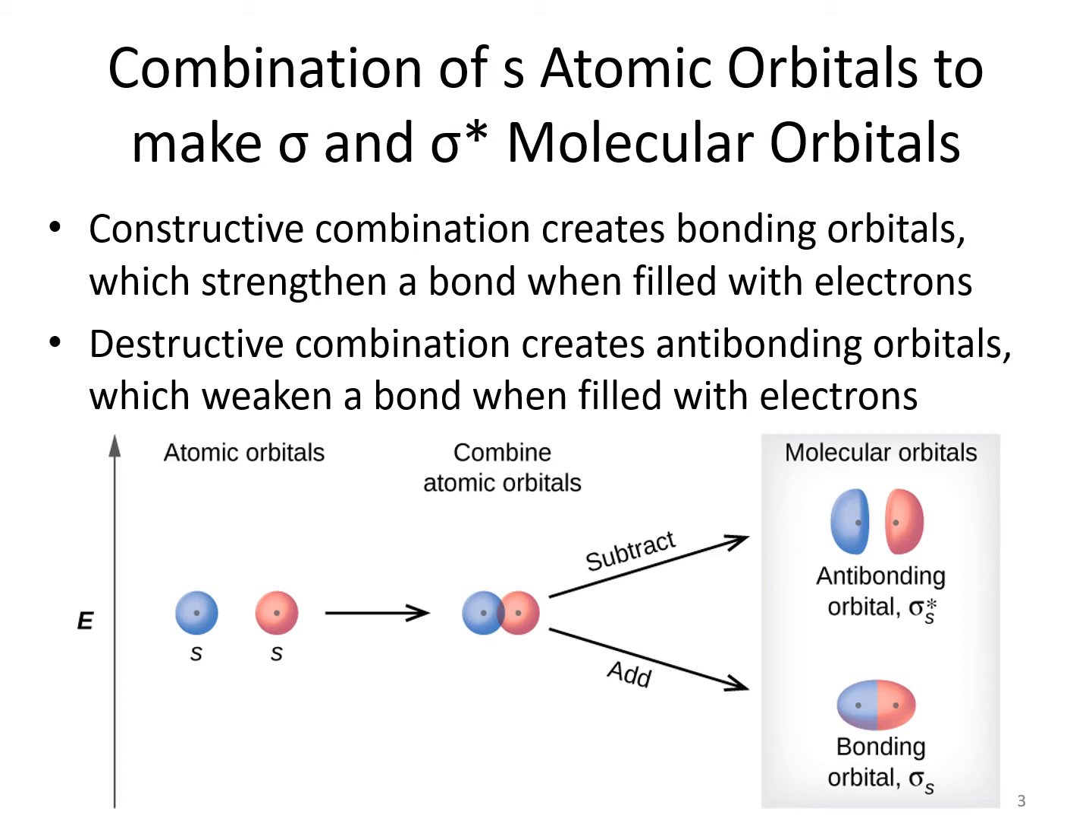When an s orbital from one atom combines with an s orbital from another atom, they produce a sigma bonding molecular orbital with electron density between the two nuclei and along the internuclear axis. This is similar to overlapping s orbitals making a sigma bond in valence bond theory. However, in addition to this bonding molecular orbital, an antibonding molecular orbital is also created. It is a sigma antibonding, sigma star, molecular orbital because electron density is along the internuclear axis, but pointing away from each of the atoms.